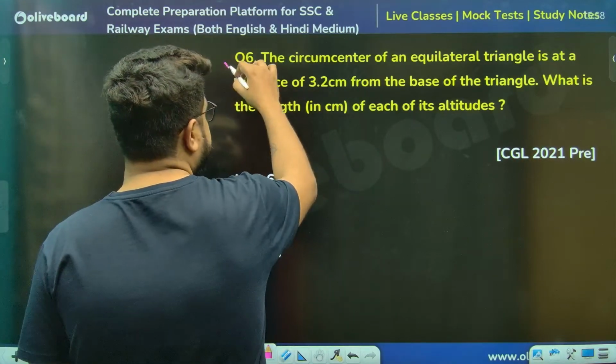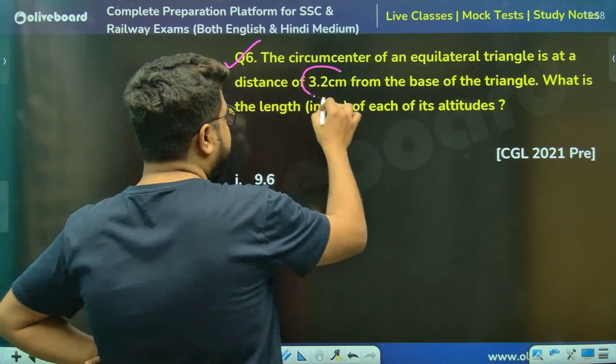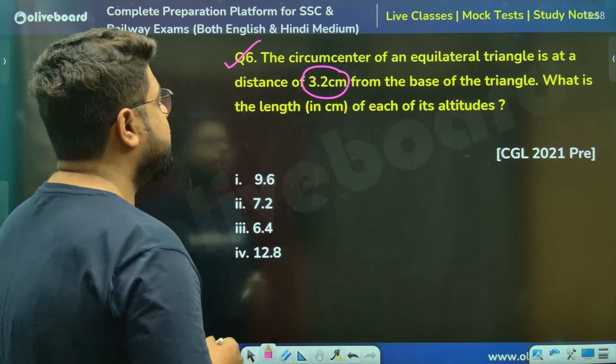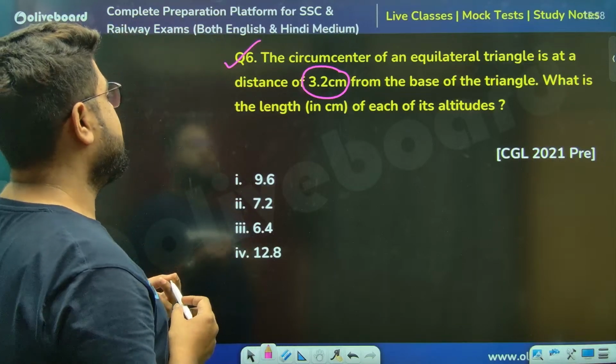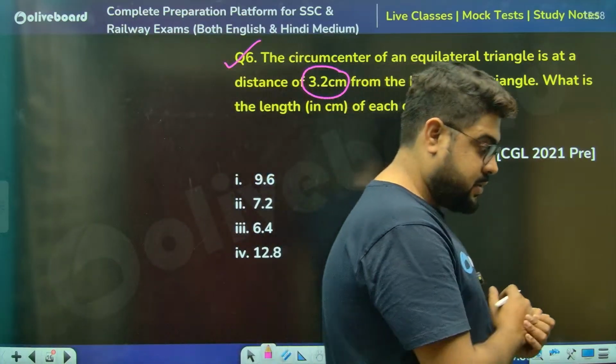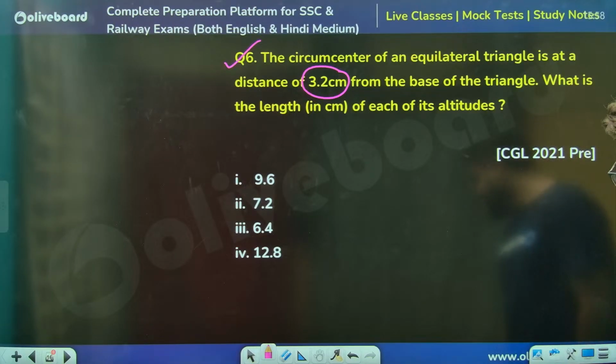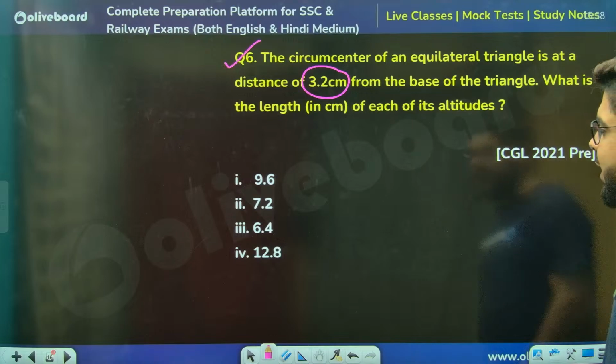CGL 21. The circumcenter of an equilateral triangle is at a distance of 3.2 centimeters from the base of the triangle. What is the length of each of its altitudes? Come on, tell me. Again a 10 seconder. By now it should be done. It should not take this much. Yes, Naveen, you are absolutely correct.